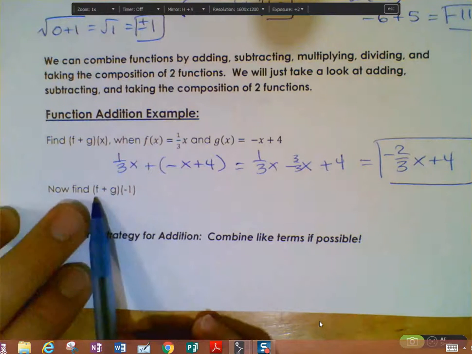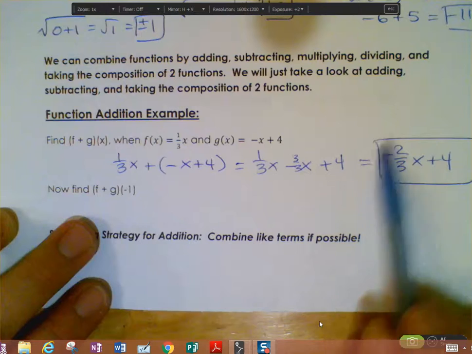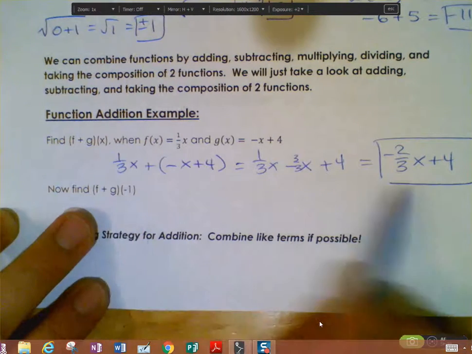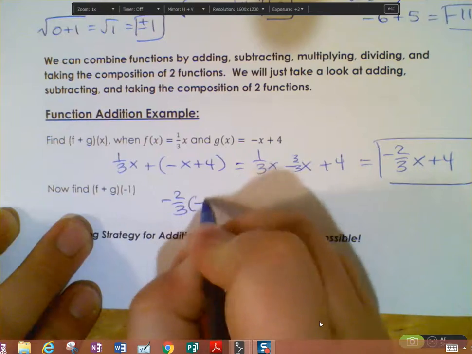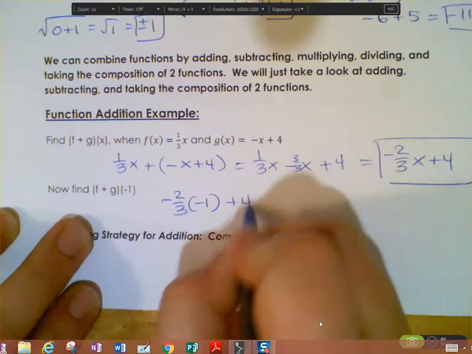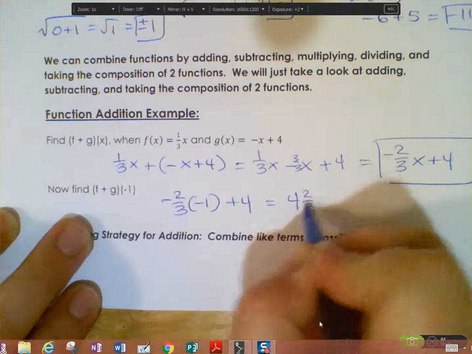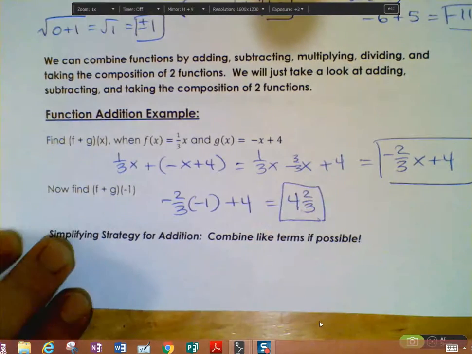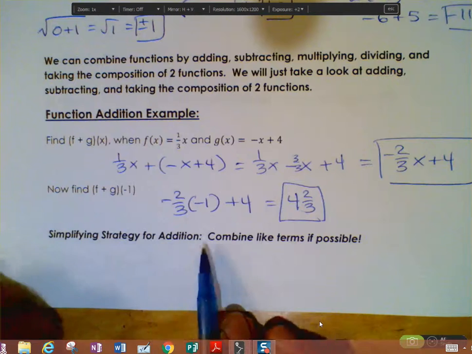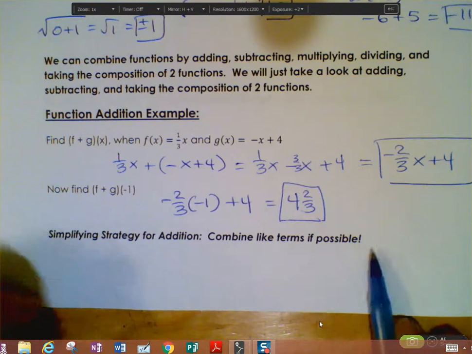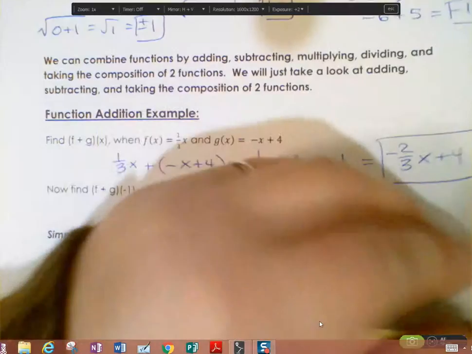Now find f plus g of negative 1. So after we combine them by adding, we want to evaluate now for x. So I have negative 2/3 times negative 1 plus 4. That becomes positive, so I'm going to have 4 2/3 as my final answer. So a simplifying strategy for addition is to combine your like terms if possible. Easy peasy. All right, let's do some subtraction.